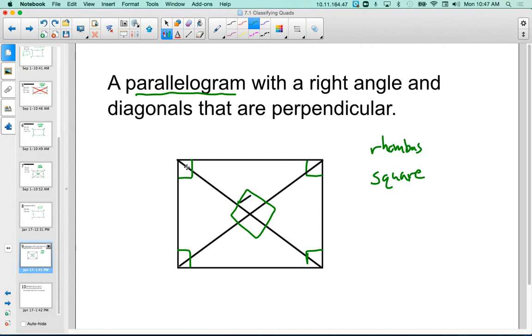The only figure that's going to fit both of these things, the right angle and the perpendicular diagonals, is a square. Again, a square is a rhombus, so this does fit a rhombus as well. But we know that we've got right angles for our interior angles now, which makes it for sure a square. So that's why we want to use square as the best name for this one.